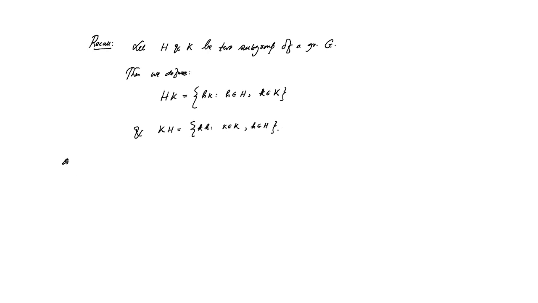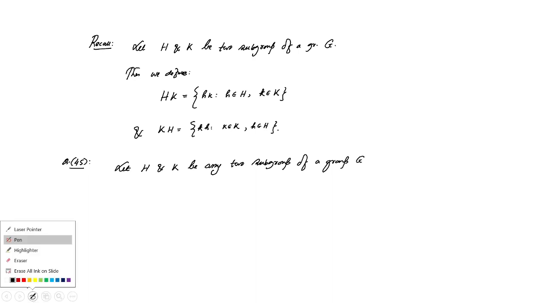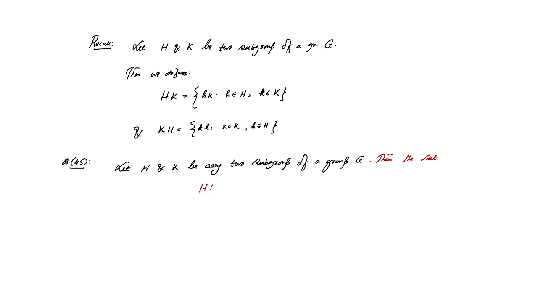Okay, here the question number 45. Let H and K be any two subgroup of a group G, then the set HK equals to hk such that h belongs to capital H and k belongs to capital K is a subgroup of G. Now the question is, is the statement true or false? Justify.